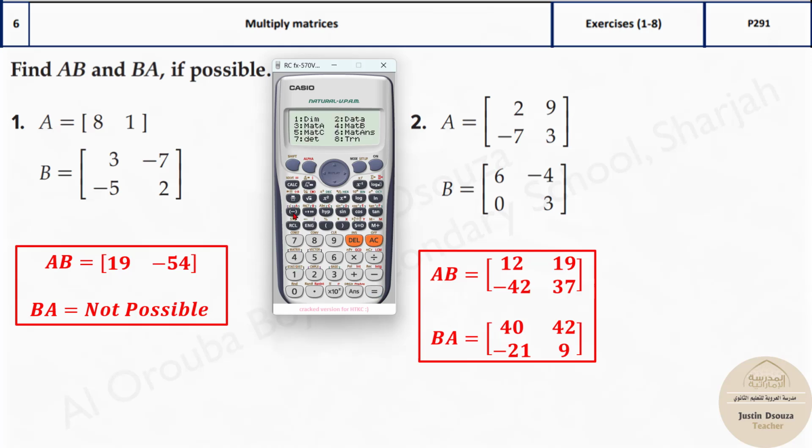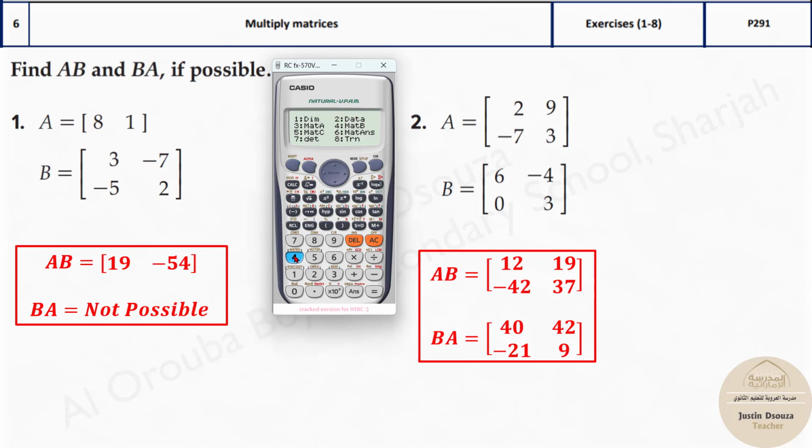Now shift 4, press dimension and type the matrix B, that is option 2. This is 2 cross 2, that's option number 5, and now we have 3, -7, -5, and +2. Both the matrices are saved now. All you need to do is shift 4, option 3 for matrix A multiplied by shift 4 and option 4. When you press equal to, you're getting the matrix 19 and -54.